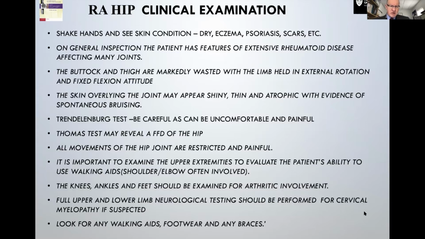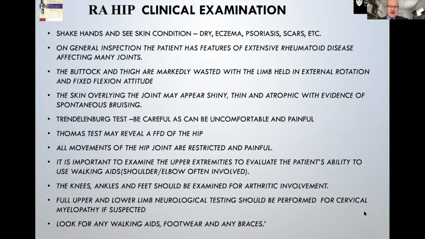Again, we've mentioned Trendelenburg test. Be careful, it can be uncomfortable and painful for the patient. Don't let them fall down in the exam. It's not a good idea. You will lose marks. You may fail the case if this happens. All movements of the hip joint are restricted and painful.